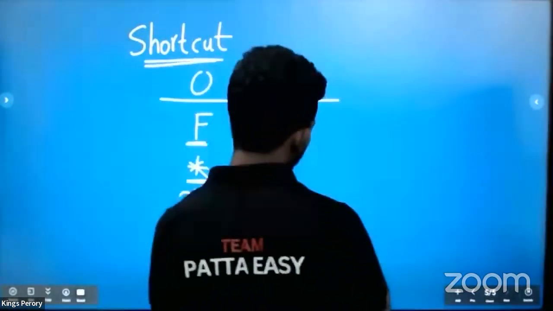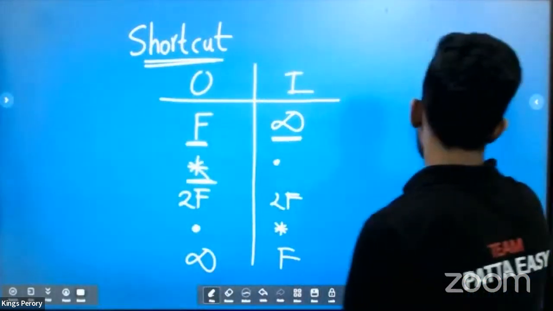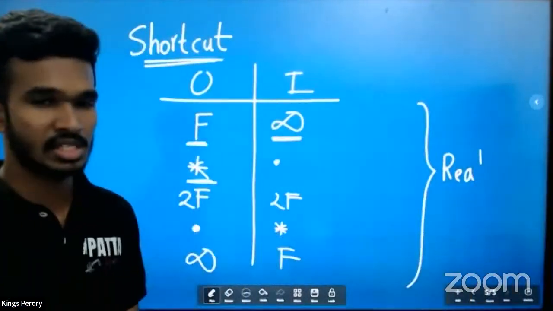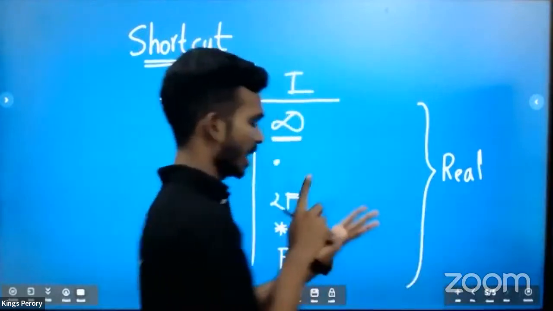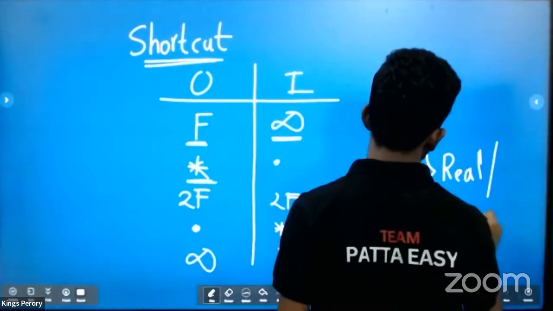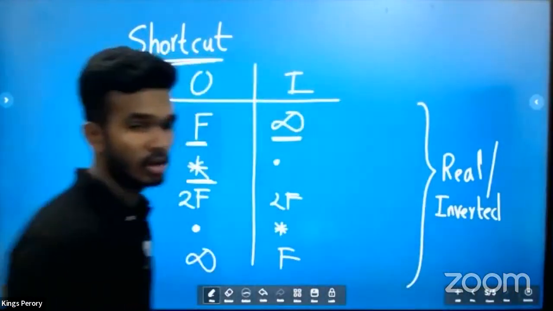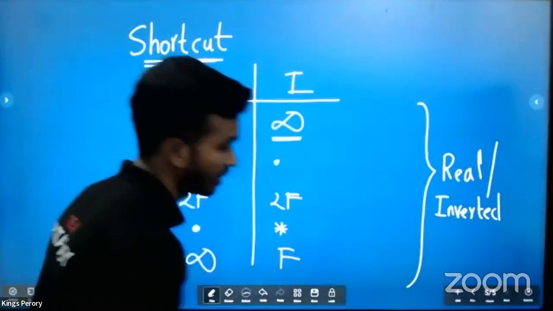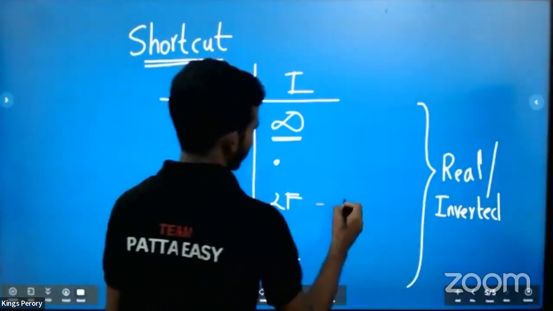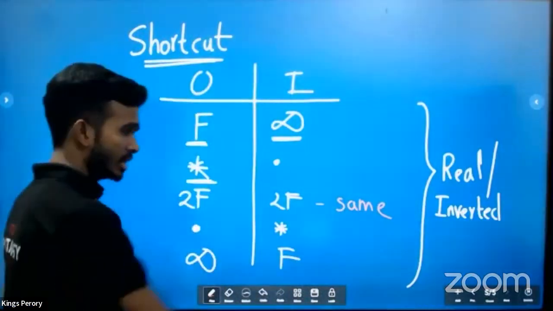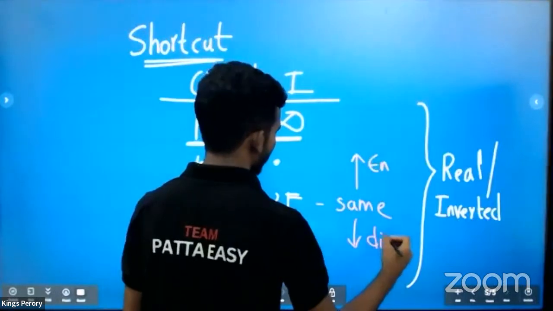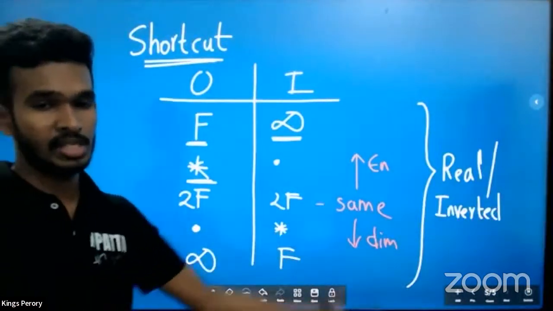All these images are going to be real, both in concave mirror and convex lens. And all these images are inverted. So that story also finished. Only one more thing is there about the size. At 2F, same size. Images above are going to be enlarged. Images below are going to be diminished. Diminished means become smaller.